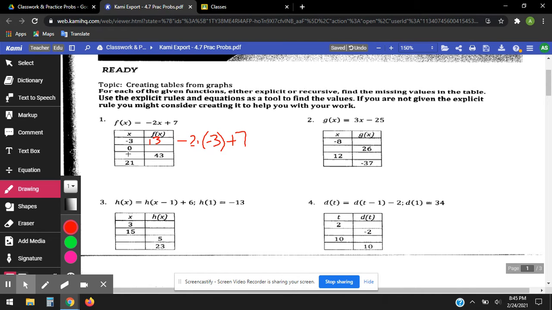Next one, I'm going to plug in a 0. So that makes us have -2 times 0 plus 7. Well, that's going to leave us with just 7. Anything times 0 is 0.